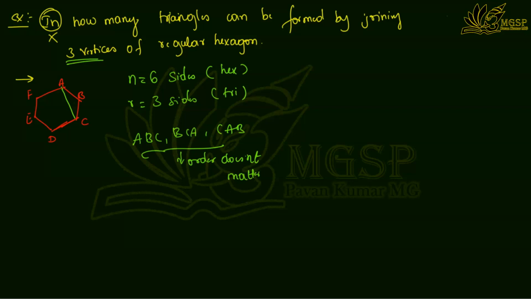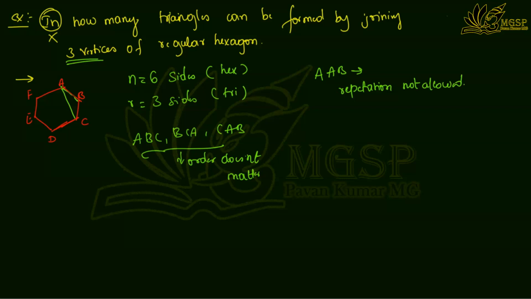There is one thing you can notice: if repetition is allowed, what happens? AAB doesn't give a triangle. How can it? A, again A, and then B, so this is a straight line. So here repetition is not allowed.